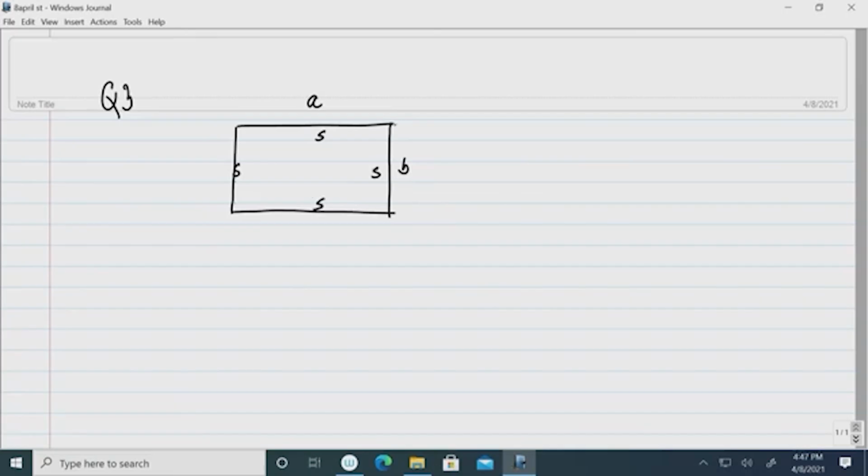And it is compressed. So, this is our x axis and this is the y axis, and also in the y direction this compression exists.